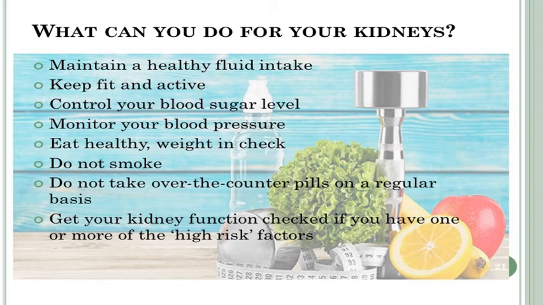Between this level and 139 by 89, you are considered pre-hypertensive and should adopt lifestyle and dietary changes. At 140 by 90 and above, you should discuss the risk with your doctor and monitor your blood pressure regularly. High blood pressure is especially likely to cause kidney damage when associated with other factors like diabetes, high cholesterol, and cardiovascular diseases. Eat healthy and keep your weight in check. This can help prevent diabetes, heart disease, and other conditions associated with CKD.